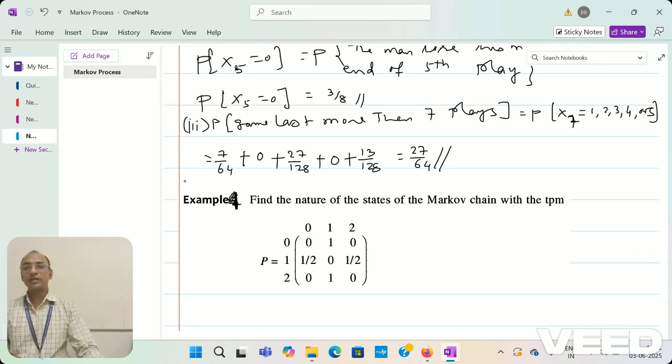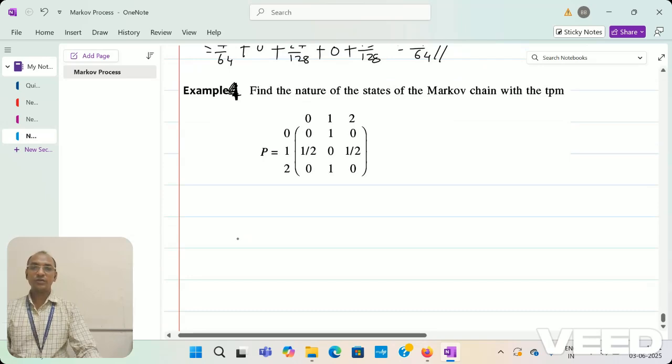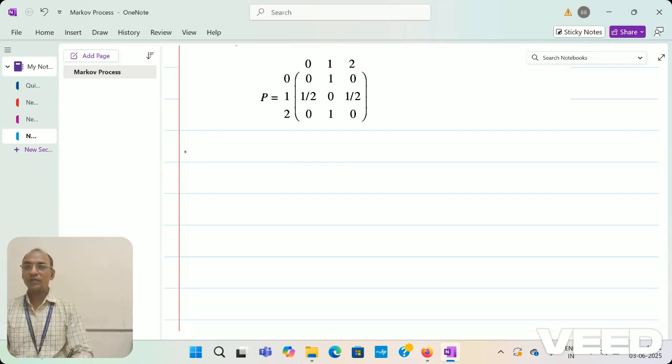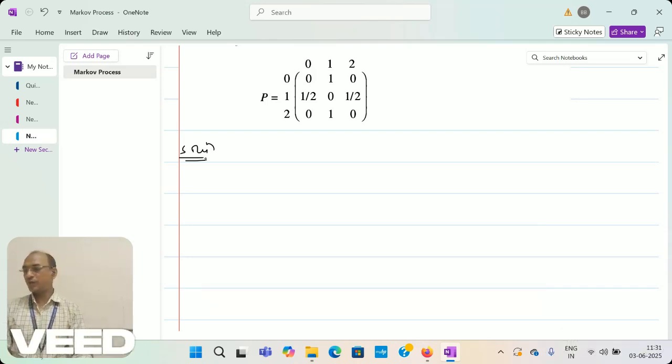Okay. Next, another example on the classification of the Markov chain. The question is like this: find the nature of the states of the Markov chain with the TPM. That means our state space is given as 0, 1, 2, and the corresponding TPM is given like this. So we will decide whether the Markov chain is periodic, aperiodic, ergodic, or non-null persistent.